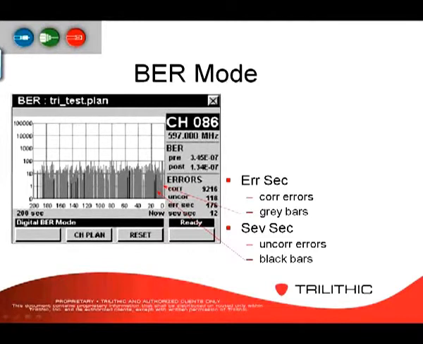In the BER mode, the errors are displayed as vertical lines. Errored seconds, and this is on the 860 DSPI, are correctable errors, and they show up as gray individual vertical bars. Severely errored seconds are uncorrectable errors, which are solid black bars.